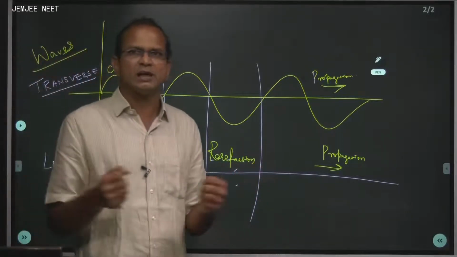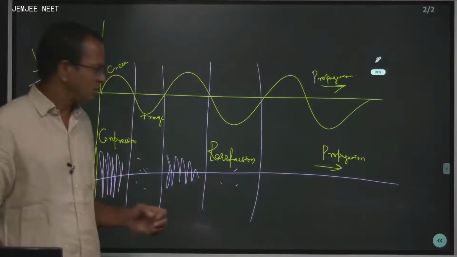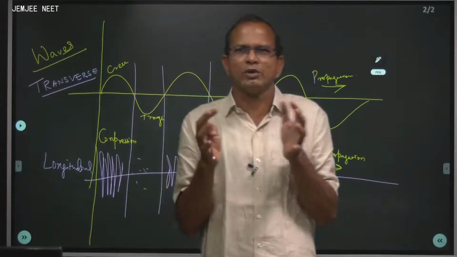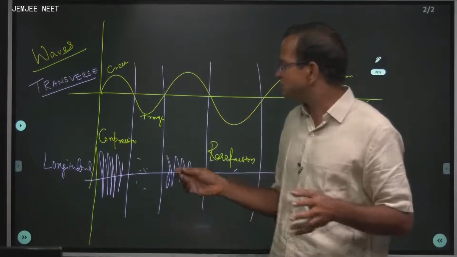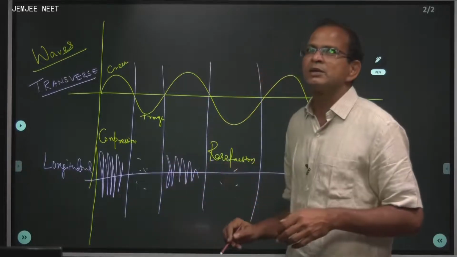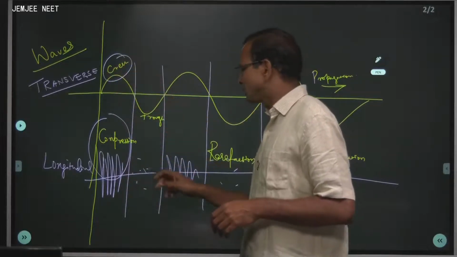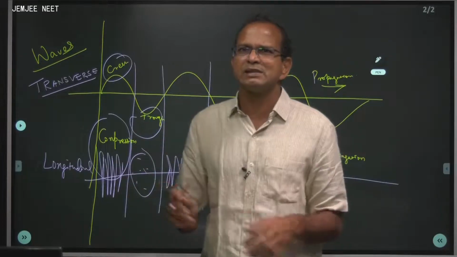So when the molecules of the medium vibrate parallel to the direction of propagation, at some regions the molecules get closer, at some regions the molecules become further apart, like a slinky or spring becoming compressed. Those areas are called compression and rarefaction. Compression can be almost compared to crest. Rarefaction may be almost compared to trough. They are not the same, but the comparison will be easy.